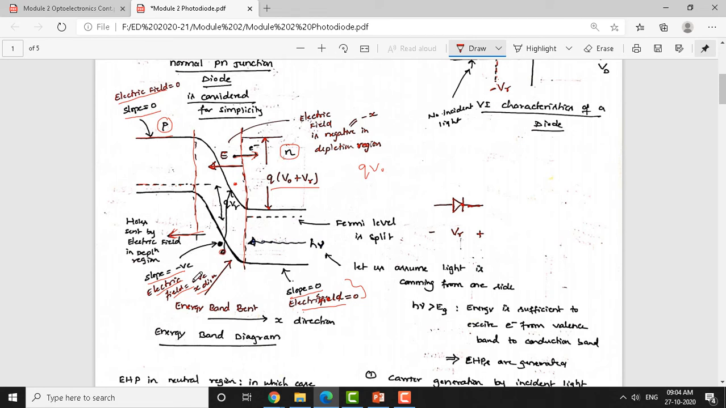Okay, so this is what you are seeing in the energy band diagram due to the incident light, which has energy h nu. And here this incident photon energy must be greater than the band gap energy Eg. Okay, if you apply photons with this much energy, then definitely it can create electron hole pairs, as you are seeing here, and these carriers are taken care of by the electric field. It pushes electrons to the N side and holes to the P side here.